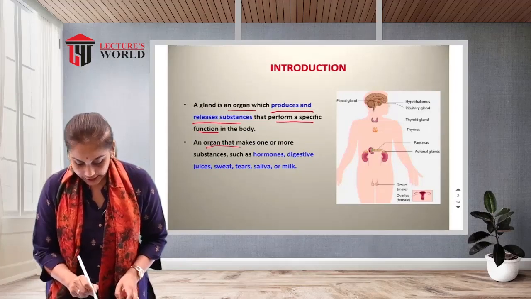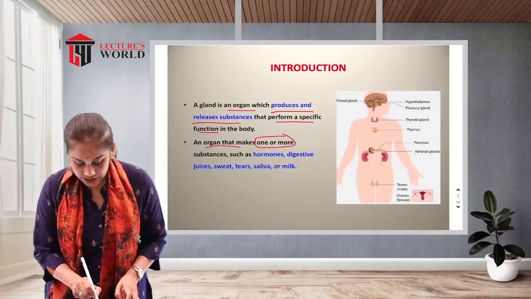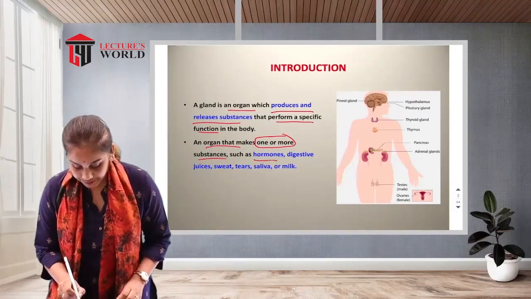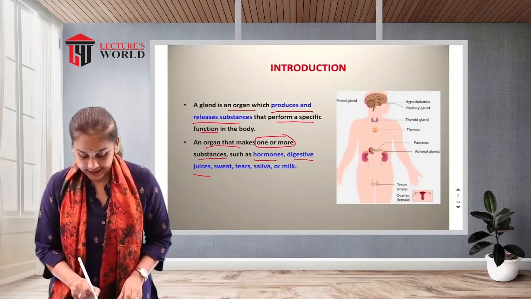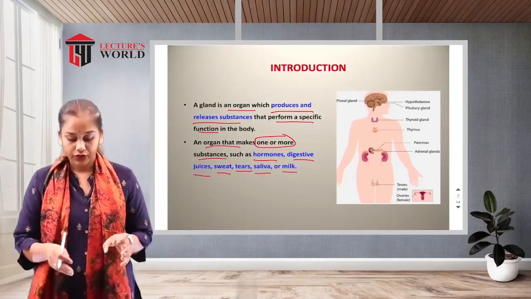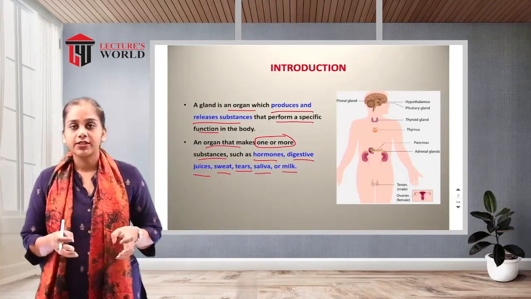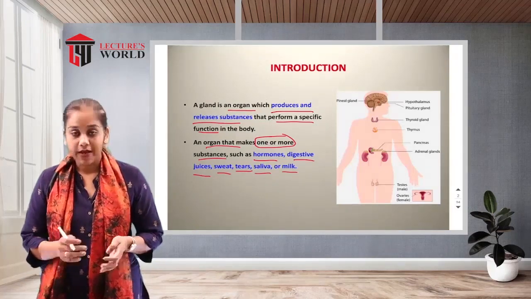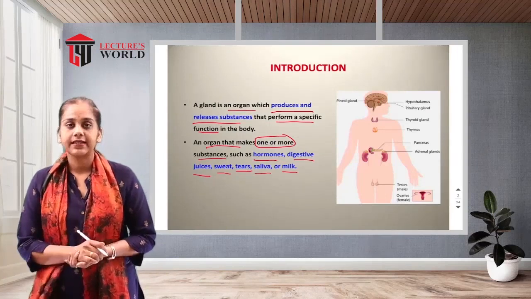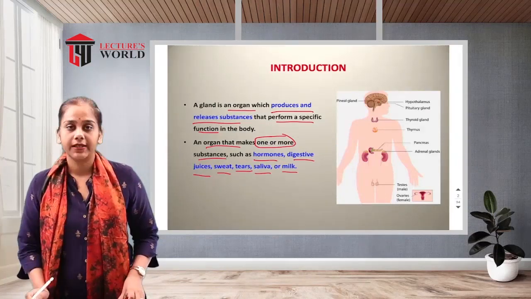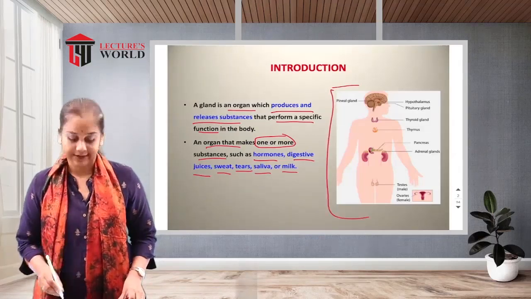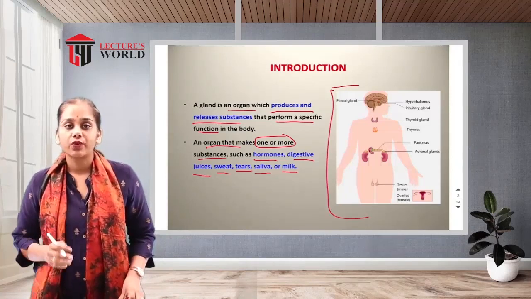Then it is an organ that makes one or more chemical substances, like hormones, digestive juice, sweat, tears, saliva or milk. Okay, so these types of secretions or substances are produced by a particular organ, and that is known as a gland. You can see in the figure, this is an example of the glands. This is the whole system that is known as the endocrine system, a mixture of glands.